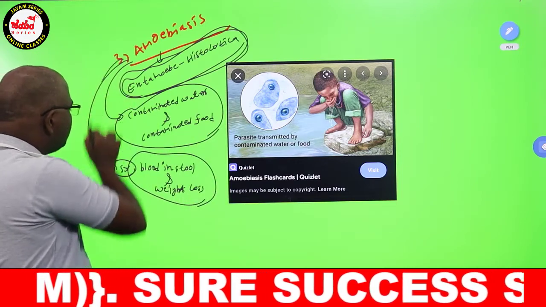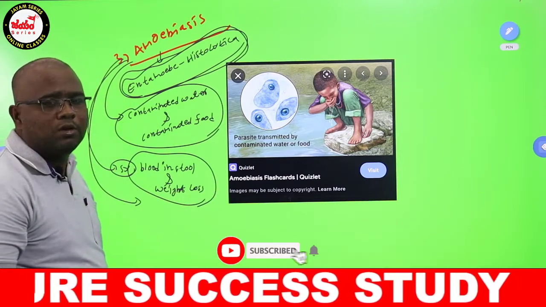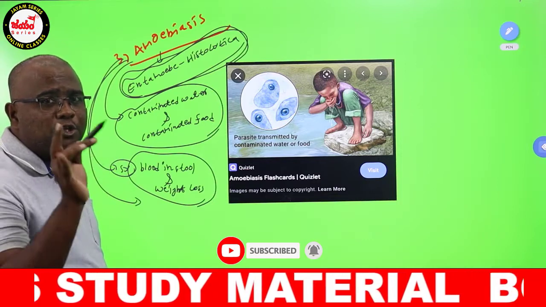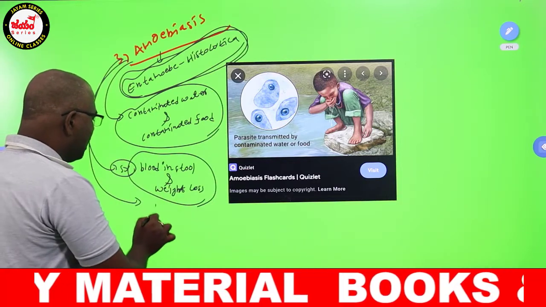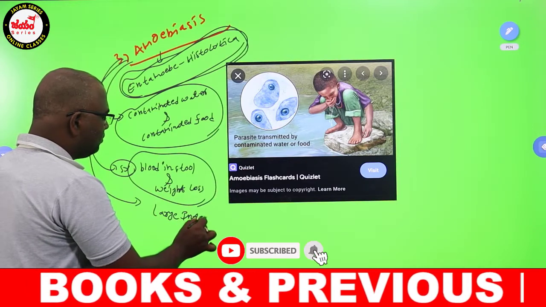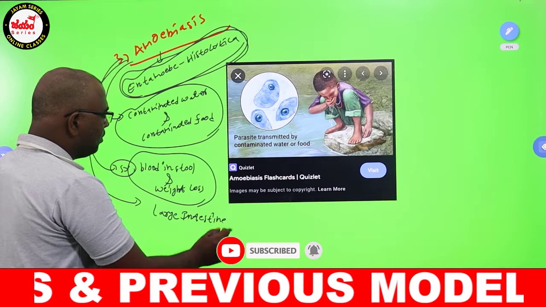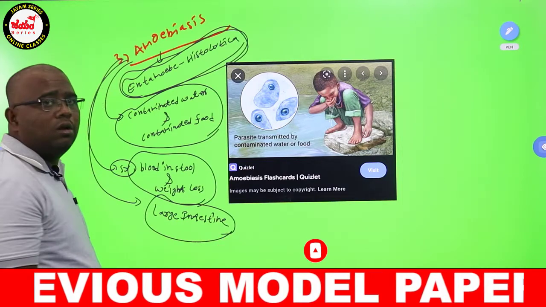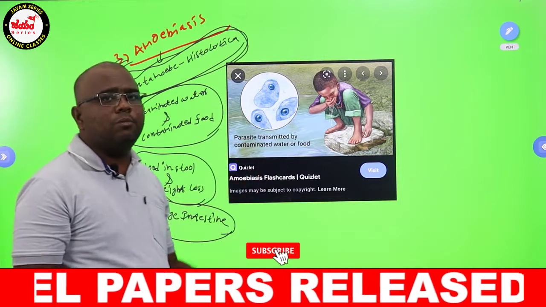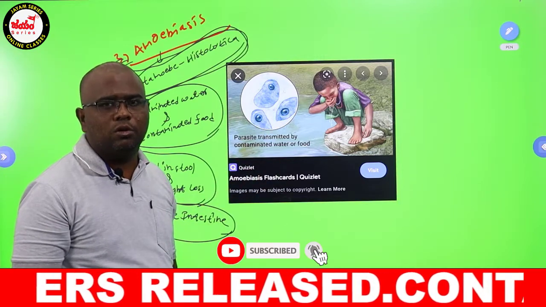Which part does amoebiasis infect? It infects the large intestine. That part is the large intestine. This is amoebiasis.